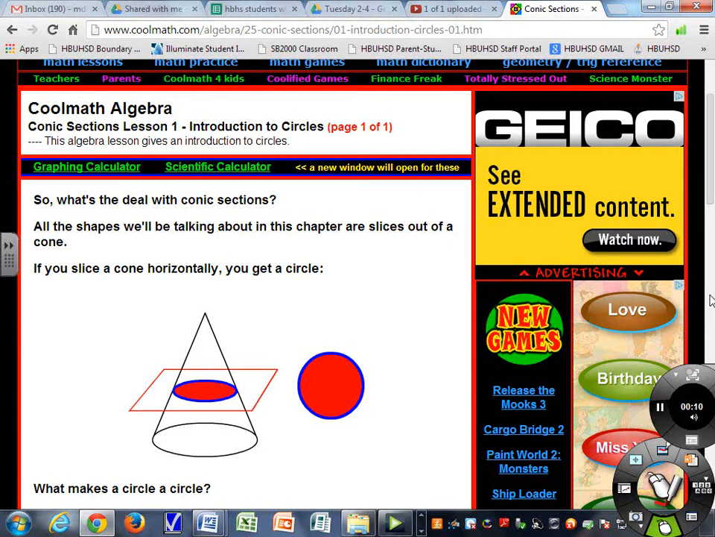So first things up here, this is what we saw yesterday. You don't have to write any of this down. It's just kind of an introduction. To get a circle, why it is a conic section is because if we slice our cone horizontally, straight across, we get an exact circle. If we slant it a little bit when we cut it, then we get the elongated circle, or what we called an ellipse. All right, so the next question it has on here is what makes a circle a circle?